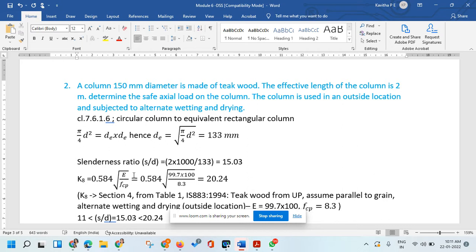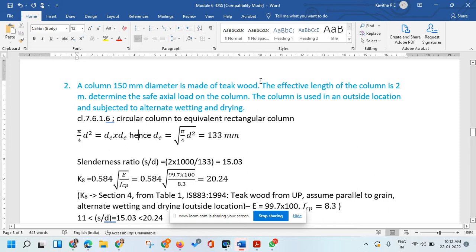Now moving on to a similar question, but here the column is a circular column. When you are using a circular column, the least lateral dimension has to be obtained by considering an equivalent square cross section. So my second question: the column is 150 mm diameter. The effective length is 2 meter.